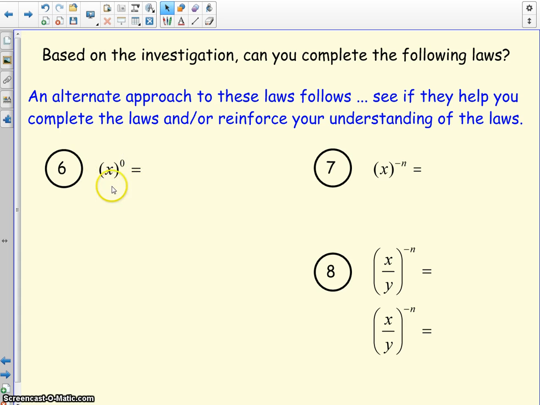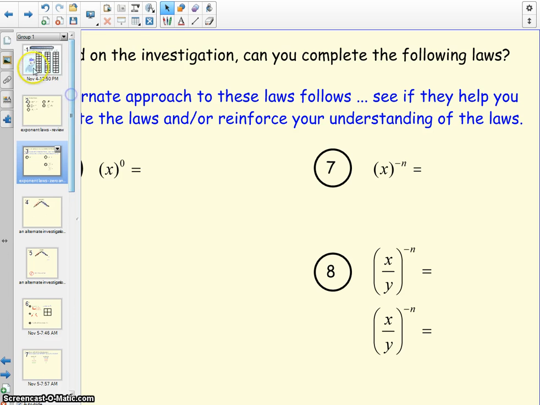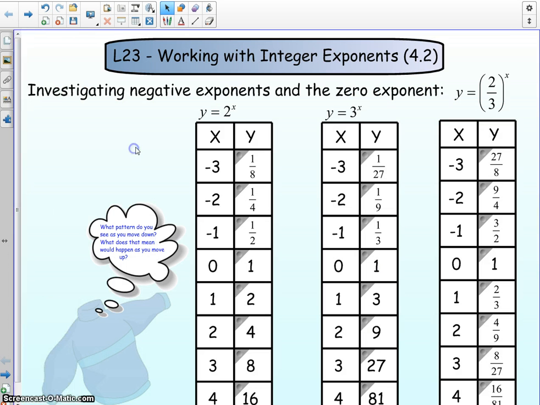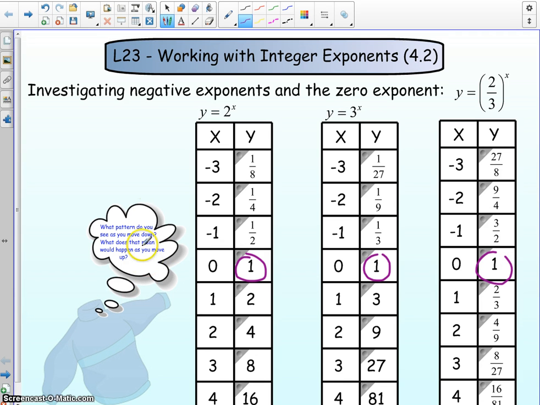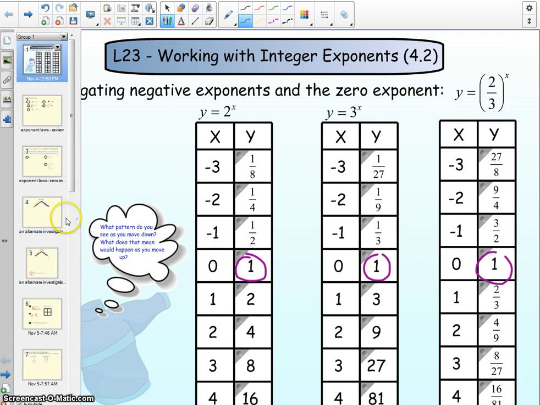So something to the power 0, so x to the power 0. Let's go back to our charts here in our tables of values. Whenever we had an exponent of 0, you can see in the tables that we got, for all of these, a value of 1. Okay, so what this seems to suggest is that anything to the exponent 0 is 1.